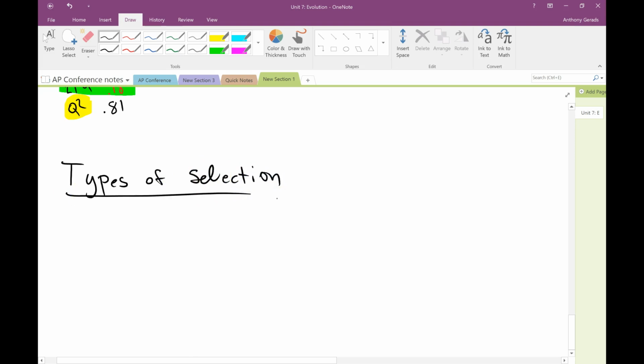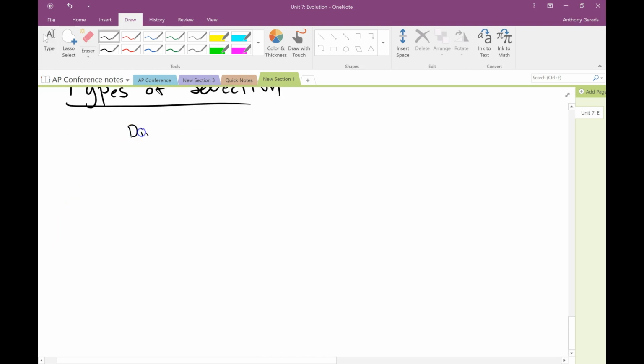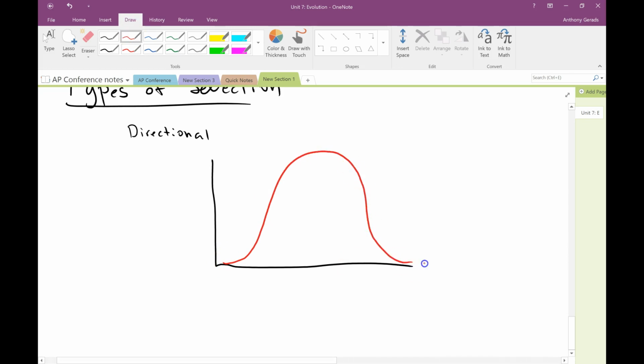Types of selection. So we can have directional, meaning, let's say I've got this right here. Here's my original bell curve. This was like one of the questions on your quiz yesterday, having to do with the moths and if the environment changed colors. Let's say this is really light. Let's say this is really dark. If the environment were to get darker, what would happen to this entire bell curve? The whole thing would shift to the right. All right, meaning the whole thing shifts one direction. That's directional selection.